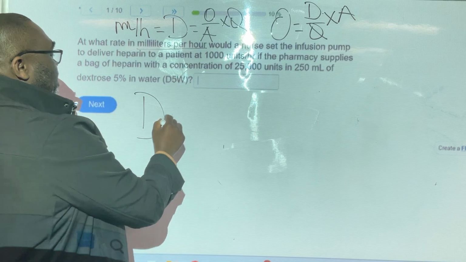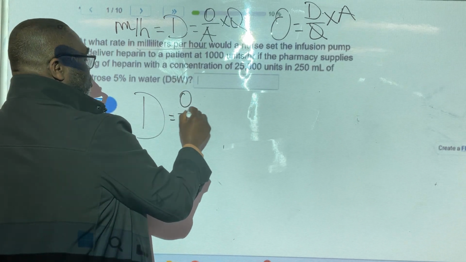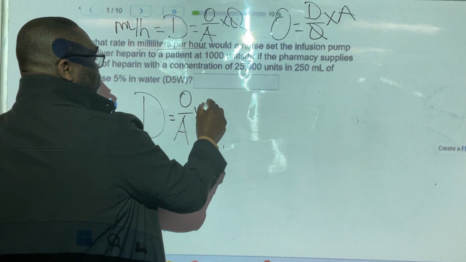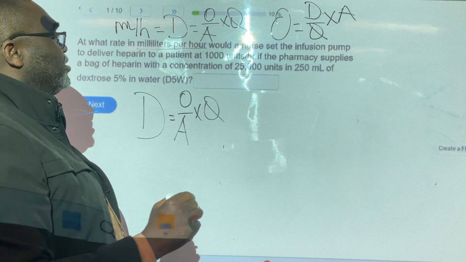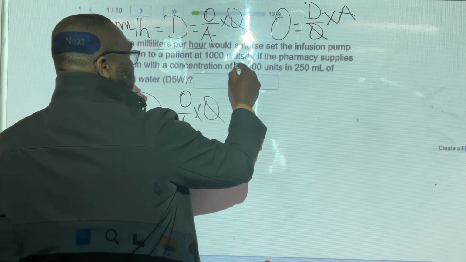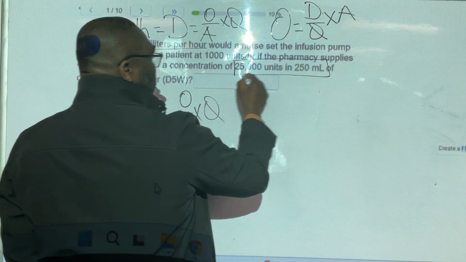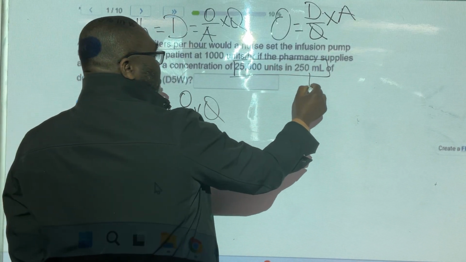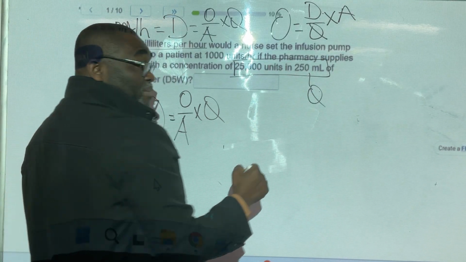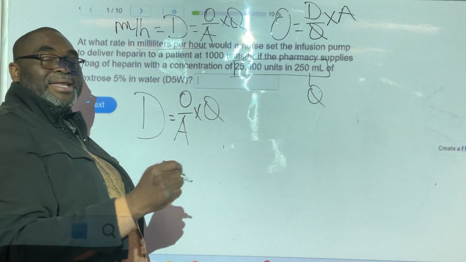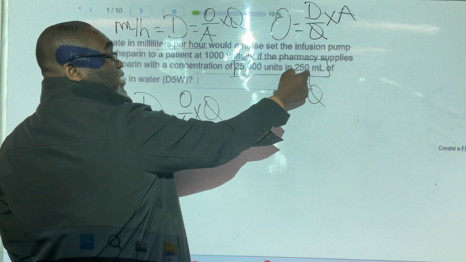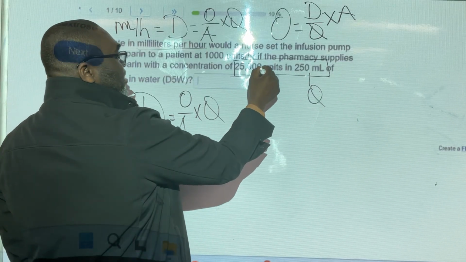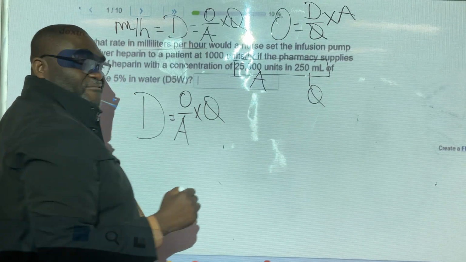Now your dosage is your order, available, time, quantity. Remember, your available and quantity always go together. Right there, you see that? Boom. Your quantity is there. It's always going to be in milliliters. Wherever a unit goes side by side with that quantity, this is what we call your available.